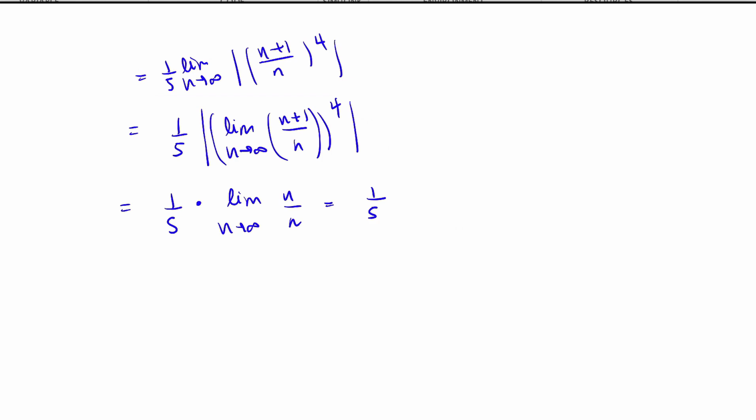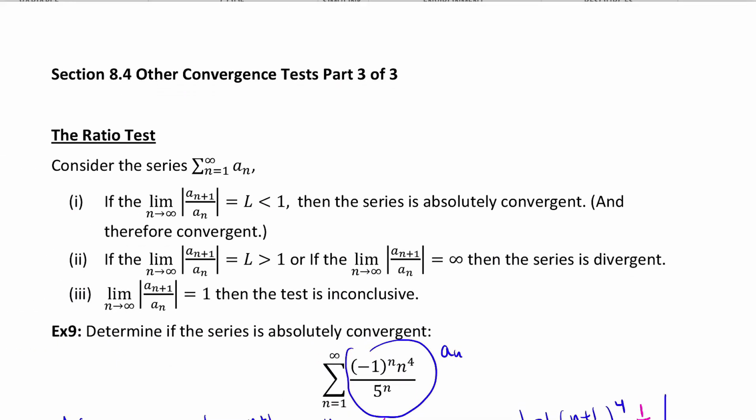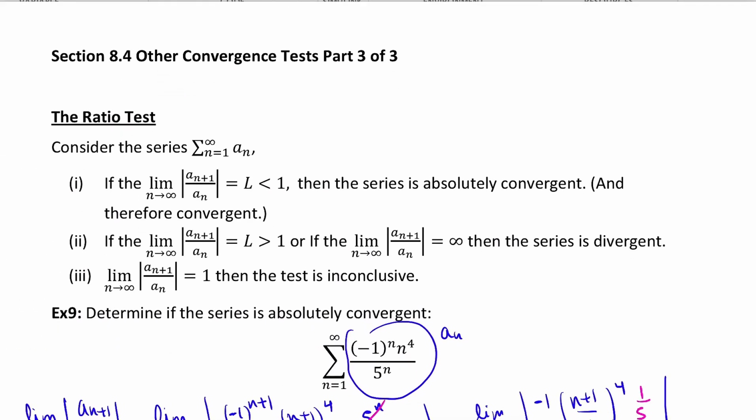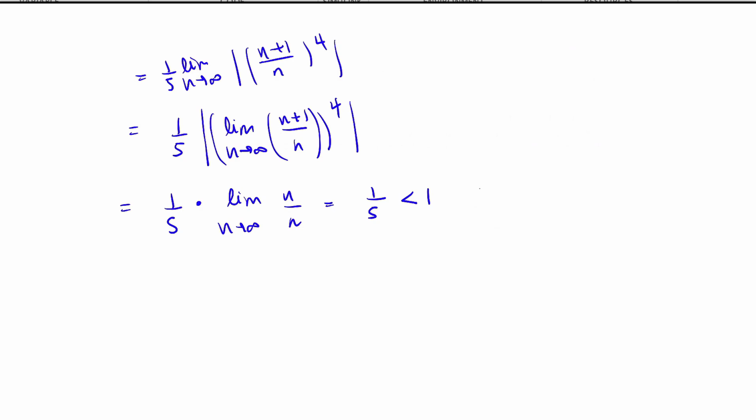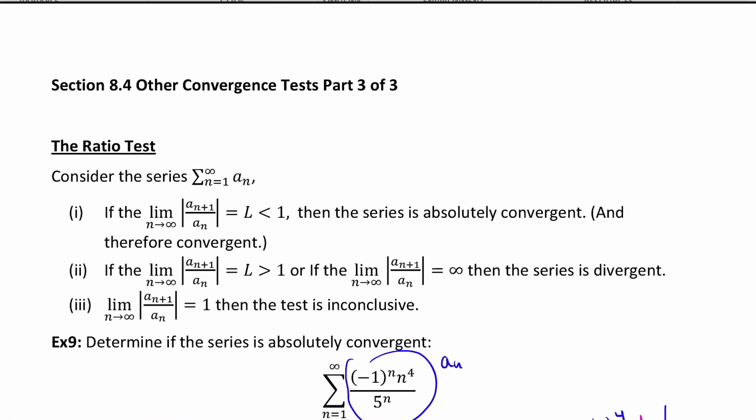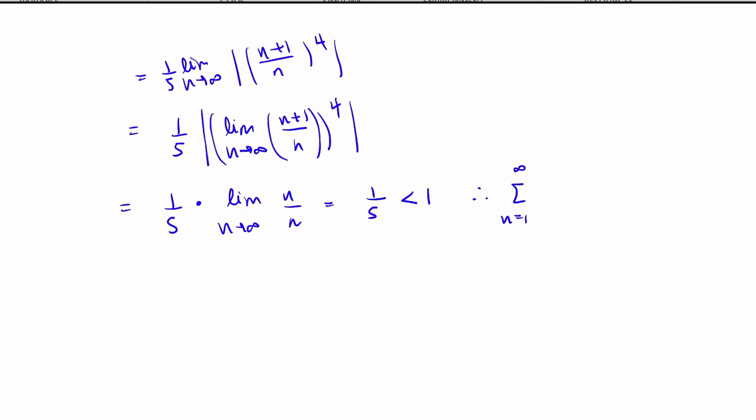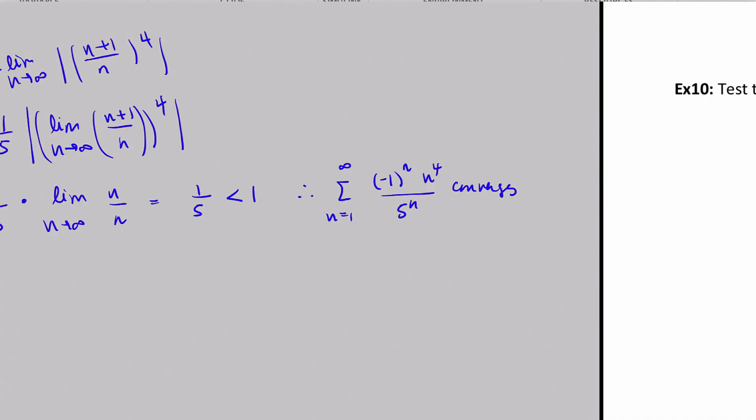Perfect. Since this is less than 1, we can say that our series converges. Therefore, the sum from n equals 1 to infinity of negative 1 to the n, n to the fourth over 5 to the n, converges. Actually, we know that it absolutely converges, but if it absolutely converges, then it converges. What else do we have?